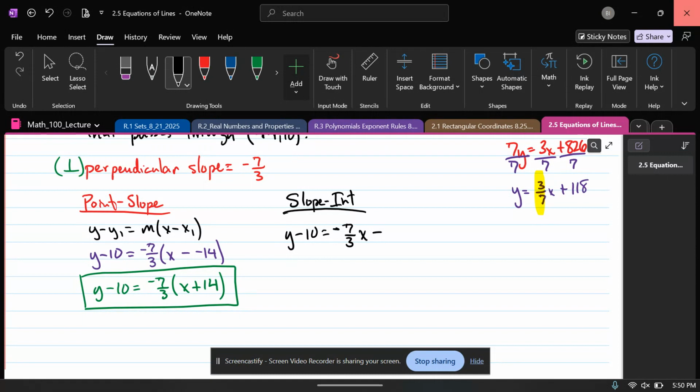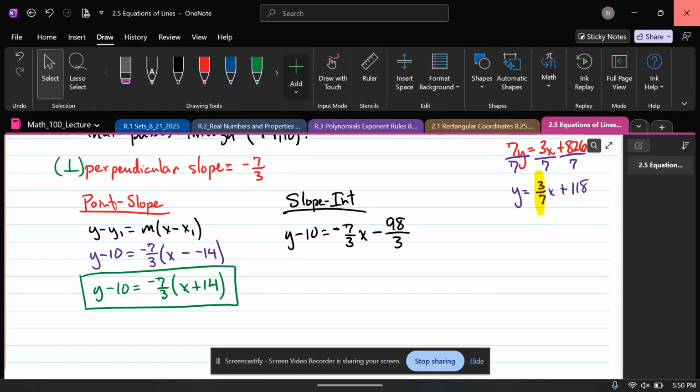7 times 10 is 70. 7 times 4 is 28. Added together would be negative 98 over 3. Well, we're almost there. One more step.